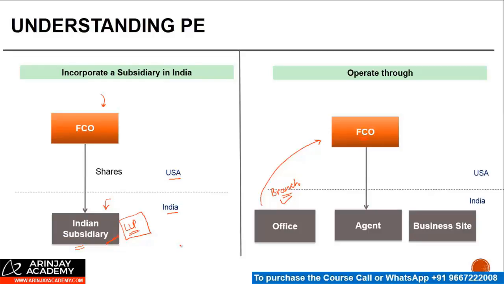right? They could operate through an agent. So let's say, for example, if I am engaged in selling of goods, I may just appoint an agent in India. I may sell goods from overseas. A local customer may buy it, right? And this agent may help in ensuring that once the goods reach India, they are dispatched to the person for whom they are intended.